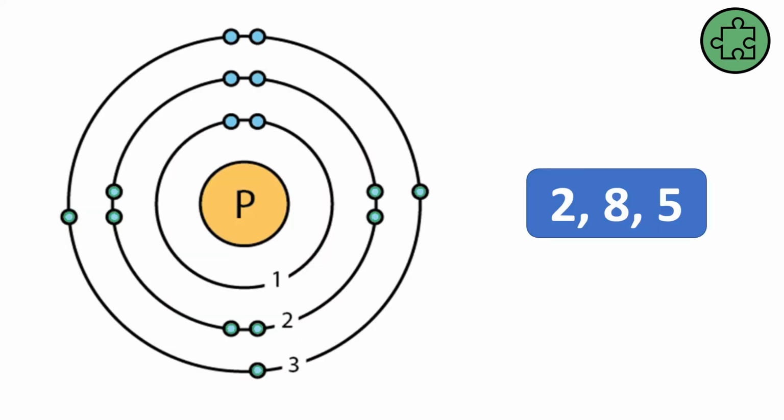Here's phosphorus, and here's the electron configuration for phosphorus. 2 electrons in the first energy level, 8 electrons in the second energy level, and 5 electrons in the outer energy level. So this bit of information here is telling me quite a lot. It's telling me I have 3 energy levels because there are 3 numbers, and it's telling me it's in group 5 because 5 is the number of electrons on the outer energy level.